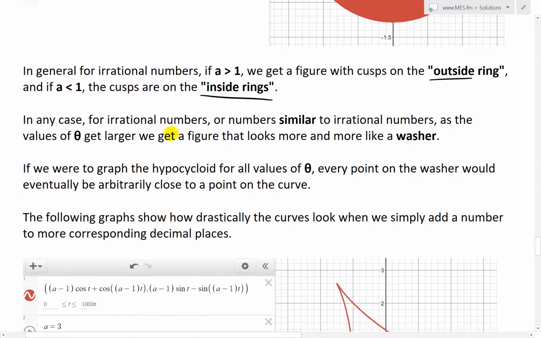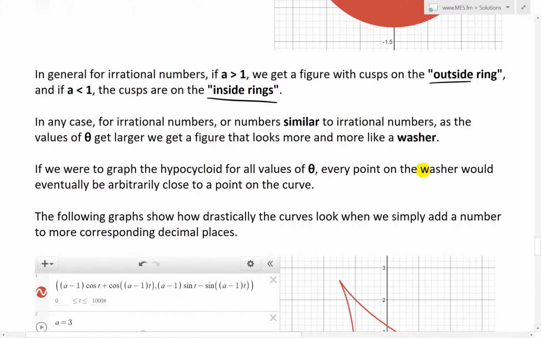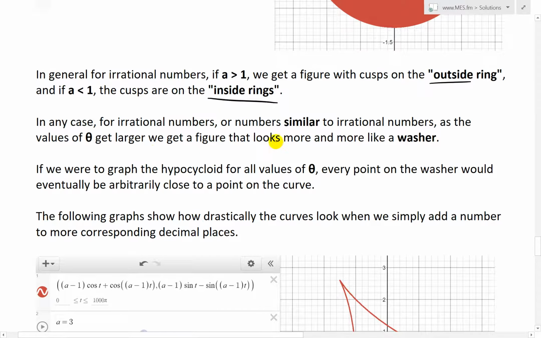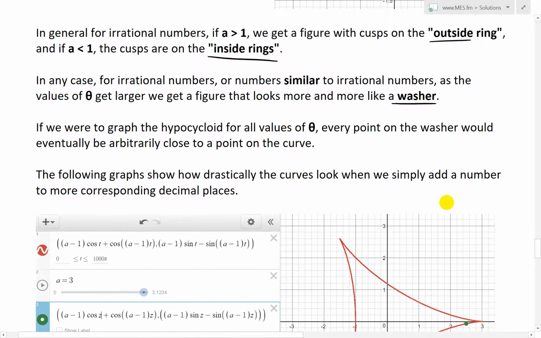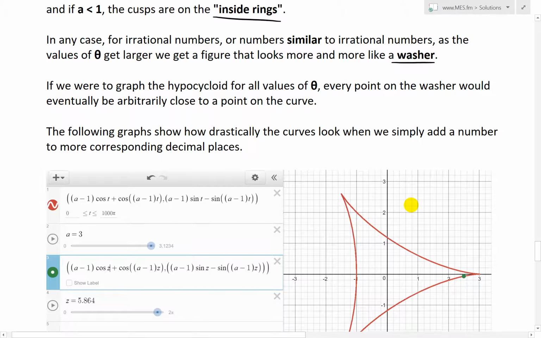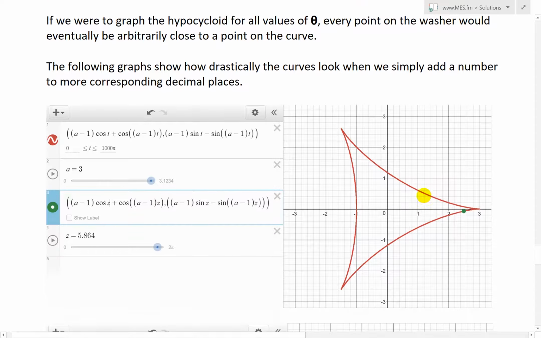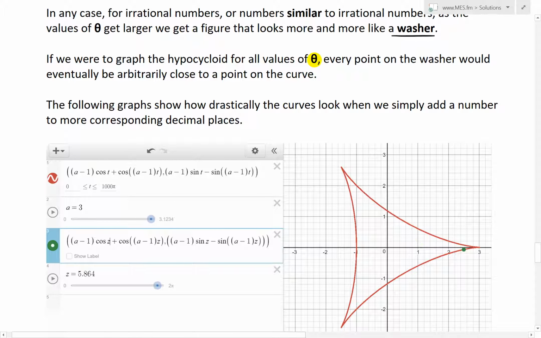In any case, for irrational numbers or numbers similar to irrational numbers, as values of theta get larger, we get a figure that looks more and more like a washer, or a solid washer, like that. If we were to graph the hypocycloid for all values of theta, hypothetically, every point on the washer would eventually be arbitrarily close to a point on the curve. So it would just be completely filled out if you were to go to an infinite number of thetas.